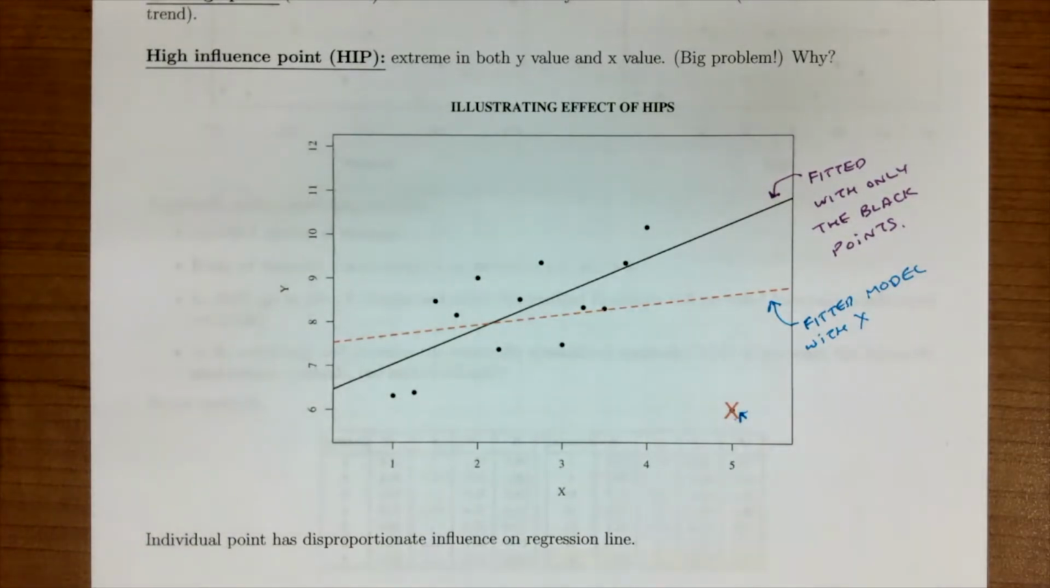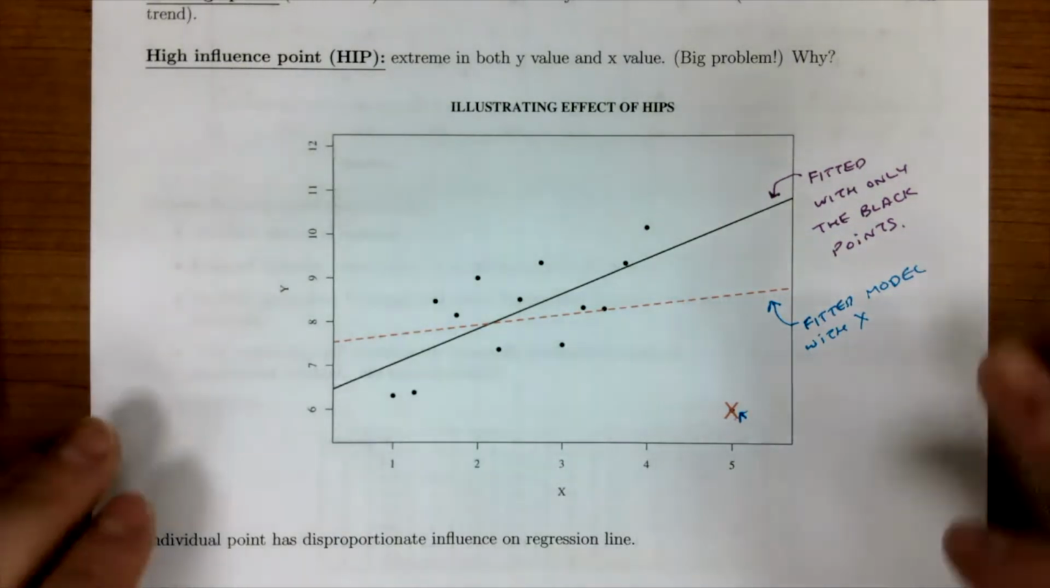Okay. We need to know about these highly influential points, or also sometimes called HIP points, because they are going to impact our fit, our confidence intervals, our prediction intervals, and our inferences. Okay.